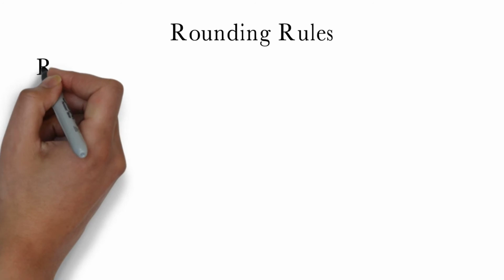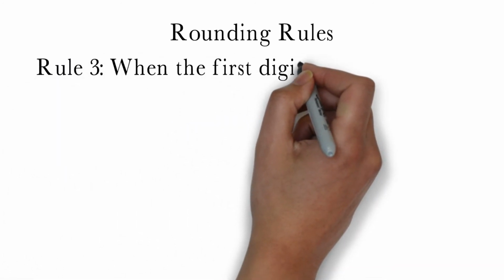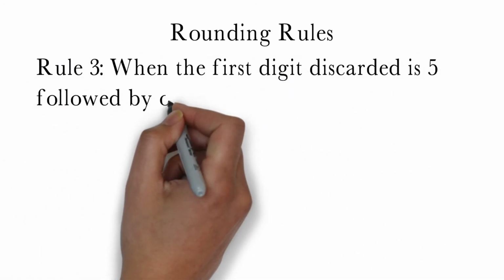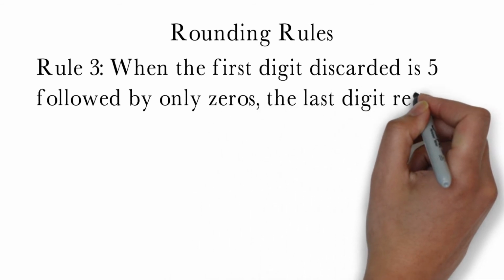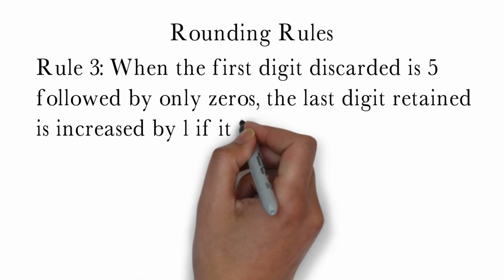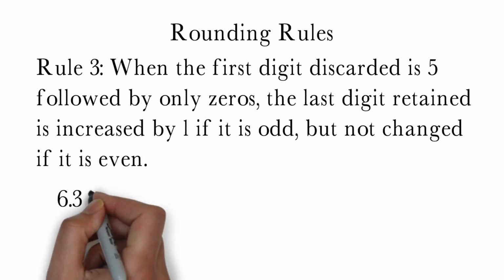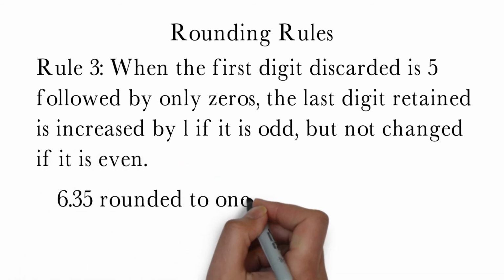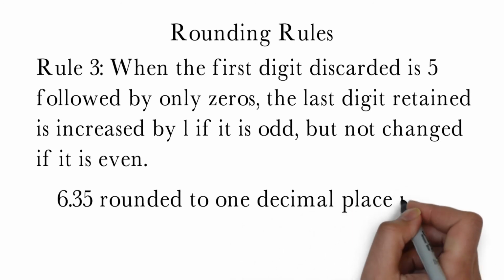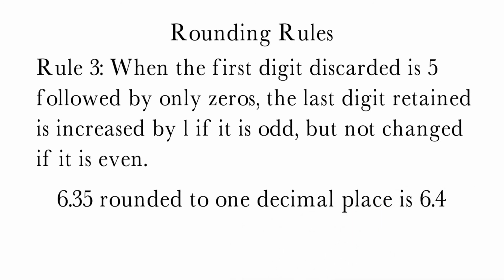Rule number 3. When the first digit to be dropped is a 5 that is followed by only zeros, the last digit retained is increased by 1 if it is odd, but not changed if it is even. For example, 6.35 rounded to 1 decimal place is 6.4. This is because there's nothing after the 5, and the last digit retained is a 3, which is odd, so we round by increasing it by 1.